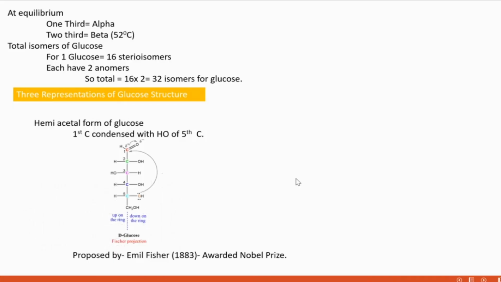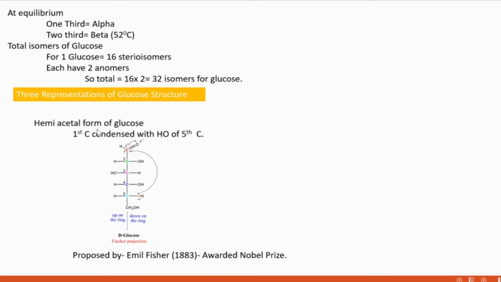Good morning, students. Today we are going to continue the remaining portion of the chapter Chemistry of Carbohydrates with the heading 3, representations of glucose structure. Glucose structure is represented mainly by three forms. Those three forms we are going to see now. Before that, first we need to understand about the hemiacetal form of glucose.